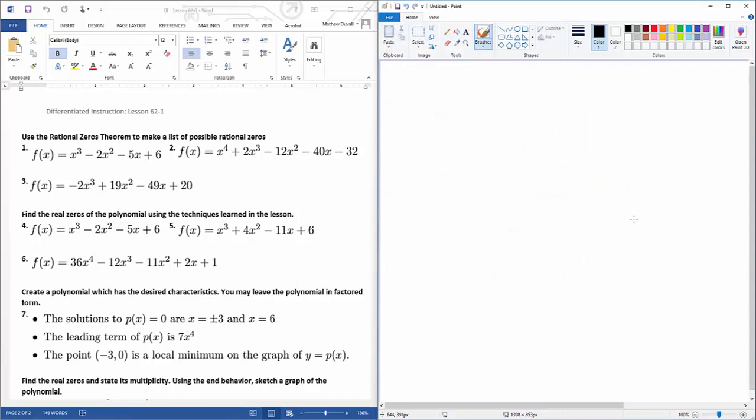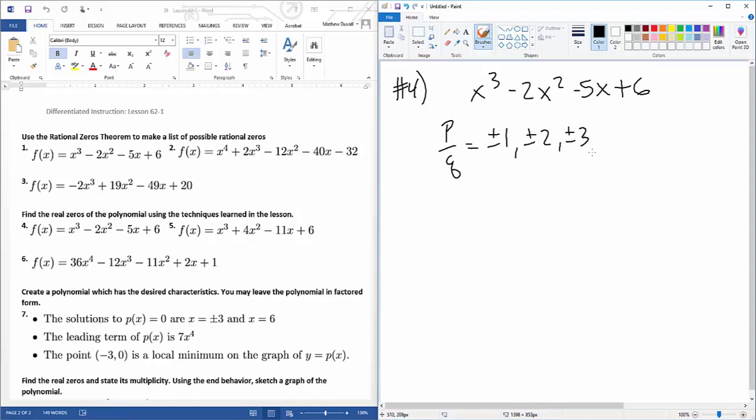Let's look at number 4. It says find the real zeros of the polynomial using the techniques learned. So I just need to list what the real zeros are. So once again, x cubed minus 2x squared minus 5x plus 6. So using those rational zeros theorem, the p's over q's, we said plus or minus 1, plus or minus 2, plus or minus 3, plus or minus 6. So I need to use this to find that. So let's start testing them.